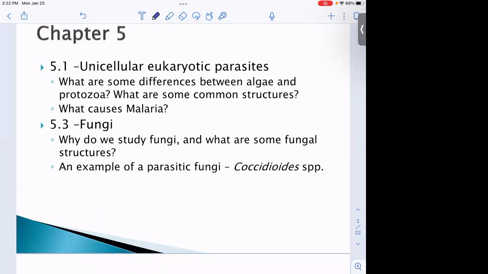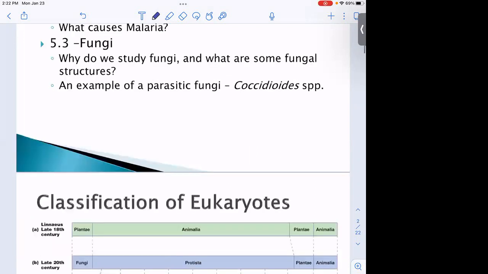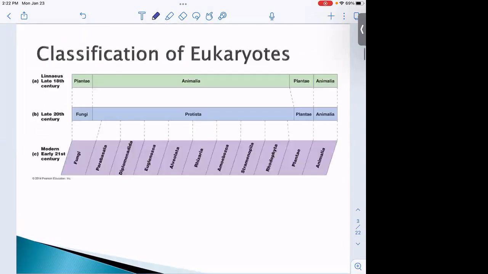Fungi, when we think about a little bit more different structures of fungi, why do we study that? And we'll also take a look at an example of a parasitic fungi, Coccidioides species. All right, so that's where we're going. Classification. So I pulled this figure from our old textbook. Your textbook has a little different figure, a little different way of looking at this.